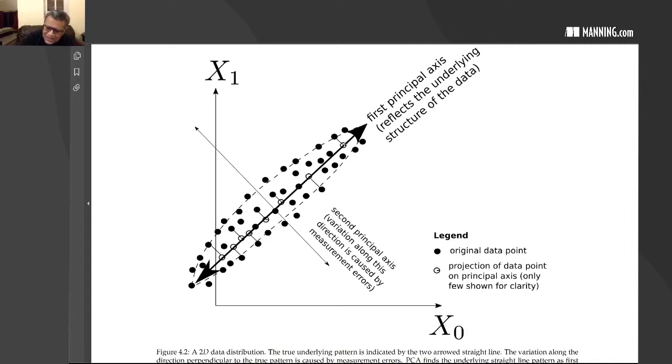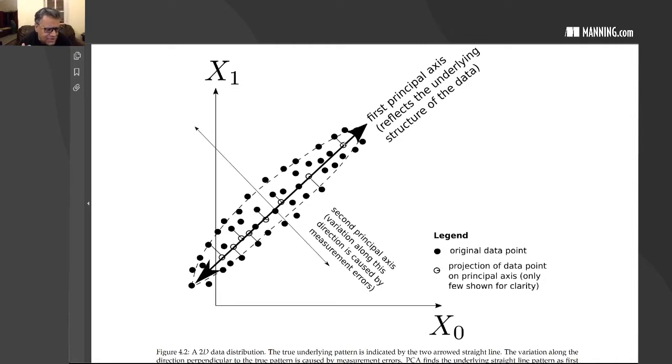So that, in some sense, is the core idea behind principal component analysis. We will get into more details very soon, but I just wanted to leave you with a synopsis of what we are going to do in this session right at the beginning.